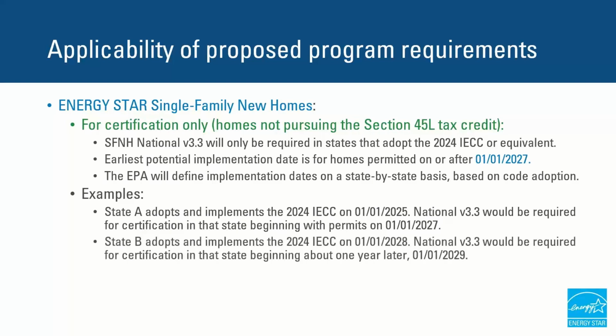Let's do another example. Let's say that state B adopts and implements the 2024 IECC on January 1st of 2028. National version 3.3 would be required for certification in that state for permits beginning about 1 year later on January 1st of 2029. So you can see that the rollout of version 3.3 for certification purposes will be a gradual, state-specific process.